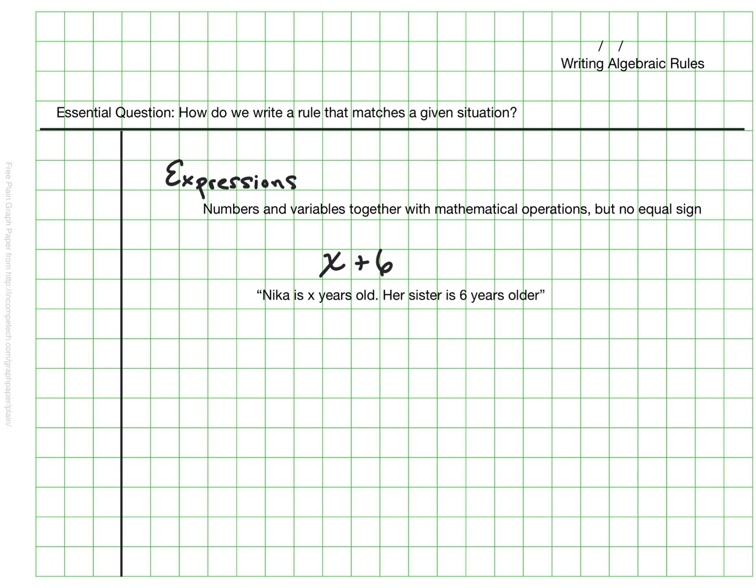Maybe seeing x plus 6, you can think of a situation that would match this yourself. I thought of something like Nika is x years old, and her sister is 6 years older. That matches the situation because we know Nika is some age, but we don't know what, so we use a variable of x for her age. And we know her sister is 6 years older, so we added 6 to it. So it becomes x plus 6.